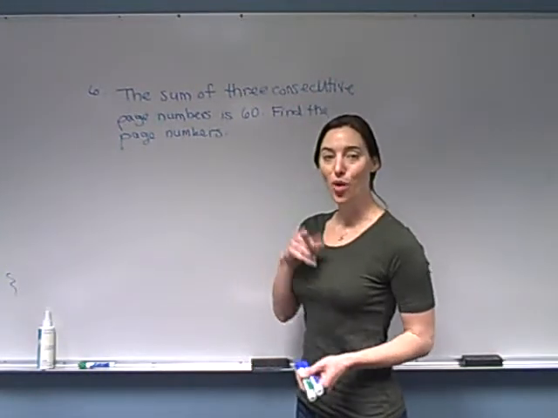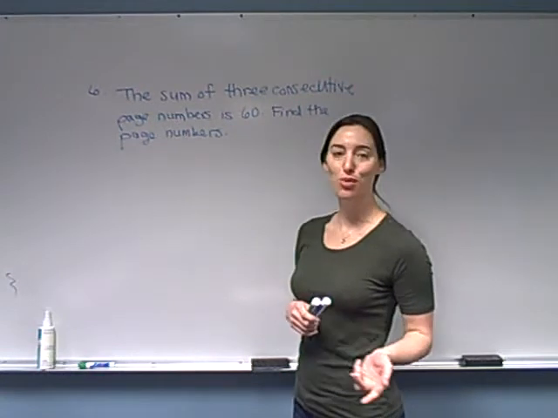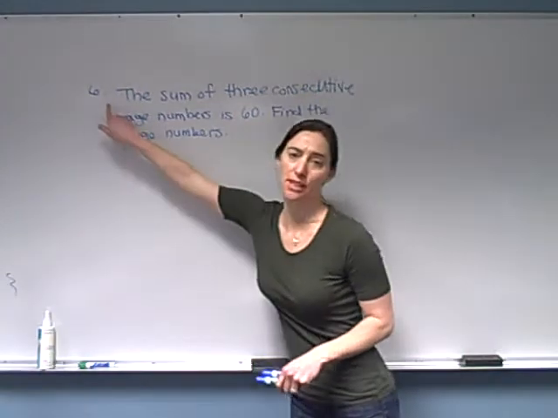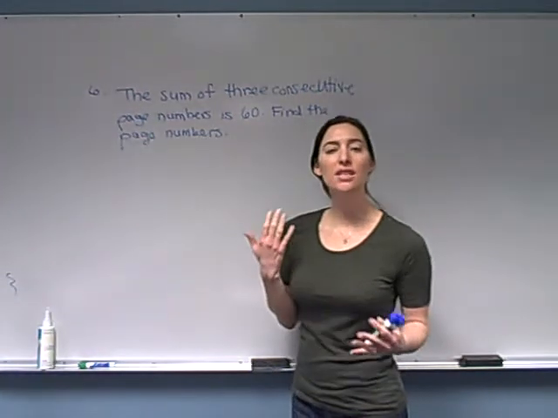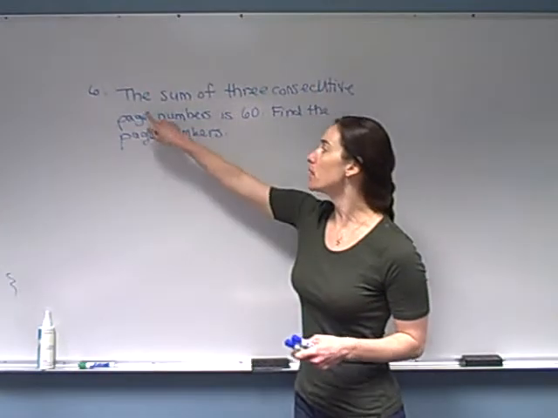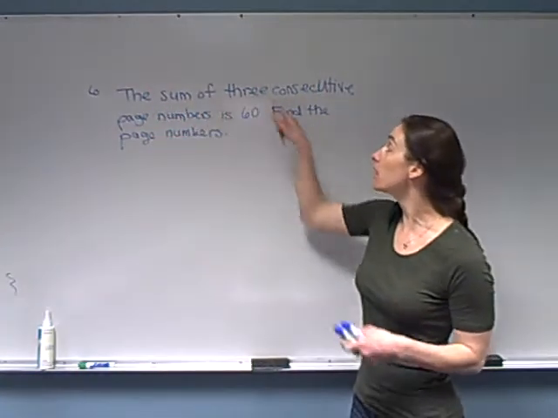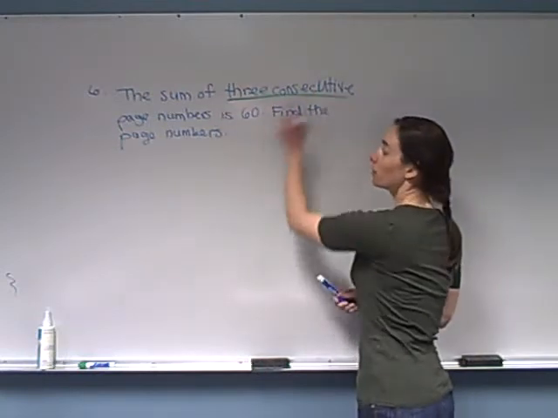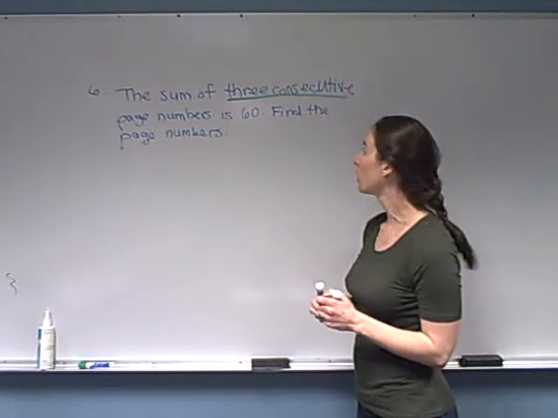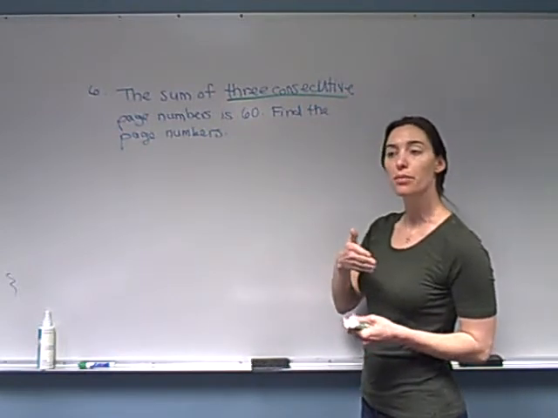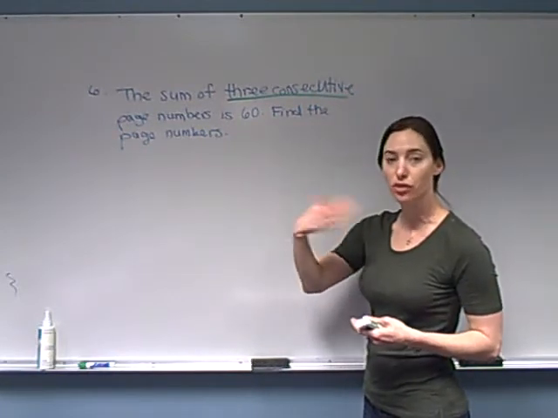So let's take a look at one more word problem from the section 2.5 notes we took in class today. This problem, number 6 from your packet, introduces the idea of consecutive numbers. The problem says that the sum of 3 consecutive numbers, so 3 consecutive page numbers, is 60. Find the page numbers. Consecutive numbers are numbers that happen one right after another in a row.